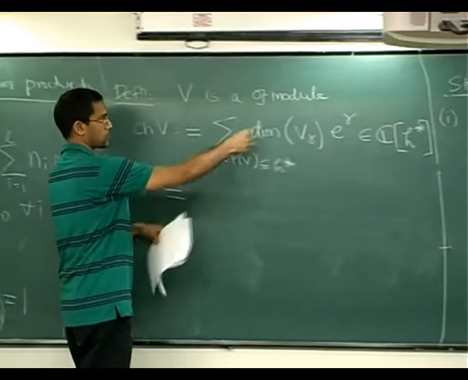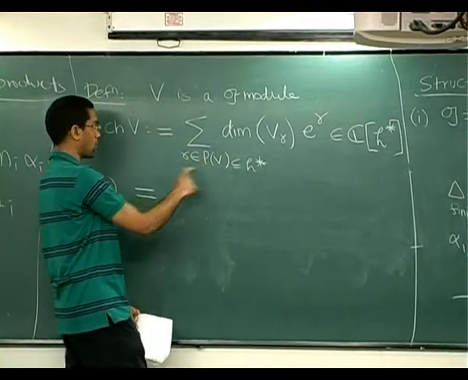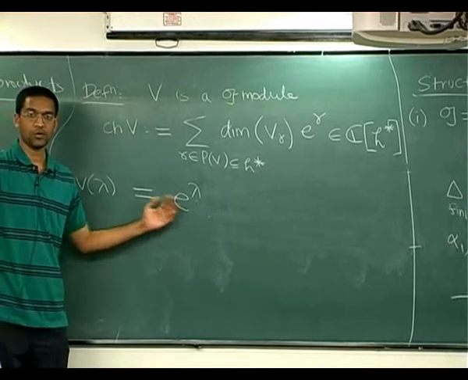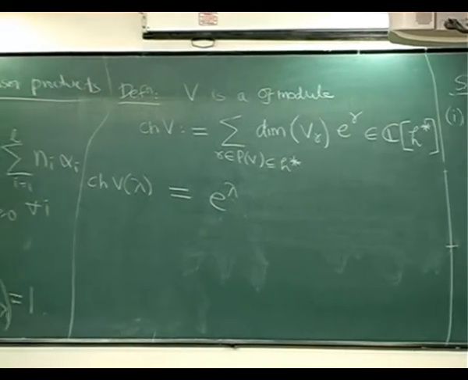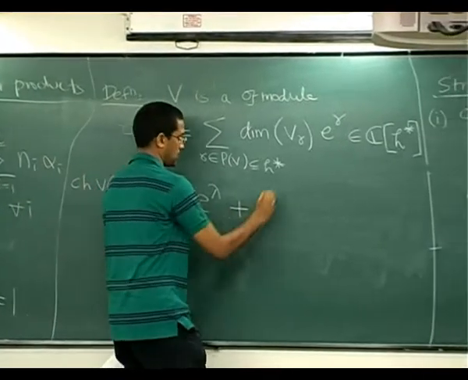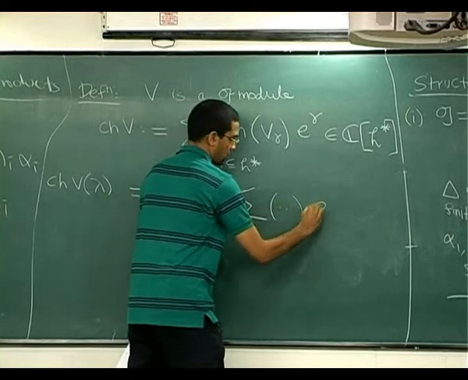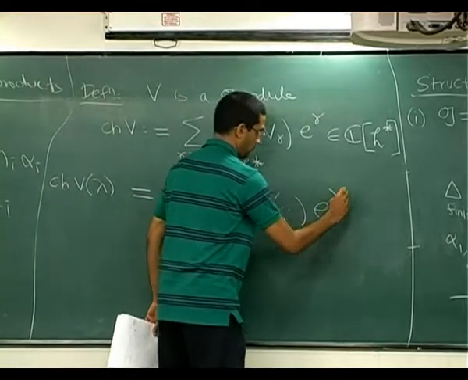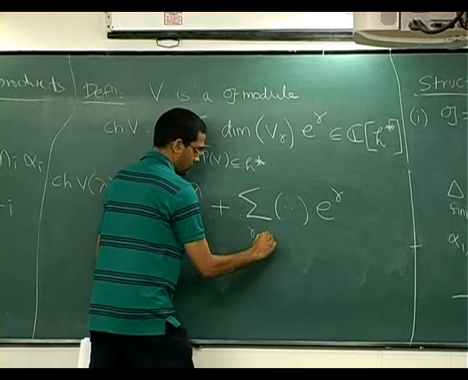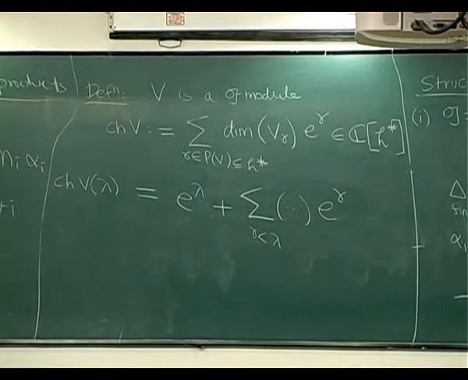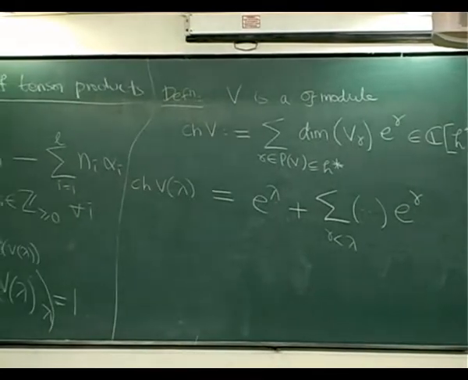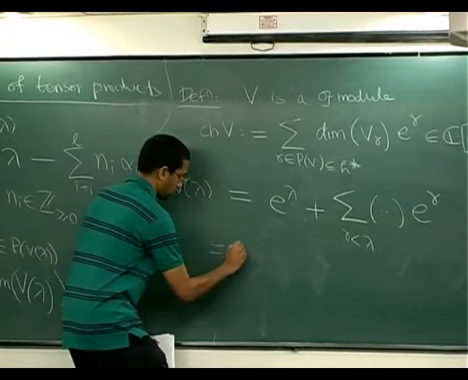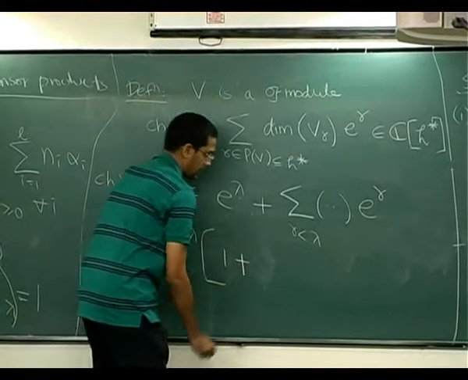So let's imagine now what this sum would look like. Certainly lambda itself is going to be a weight of the representation V lambda. So you're going to get the formal exponential E lambda occurring with coefficient 1, because the dimension of that weight space is 1, plus a sum of some coefficients times E to the gamma, where we know what all the other gammas look like. All these gammas are less than lambda, where by less than I just mean they look like this, and they are not equal to lambda. So that's going to be the form of the character of V lambda, and what we'll do is further pull out the E lambda and think of it as really a sum of the following form.